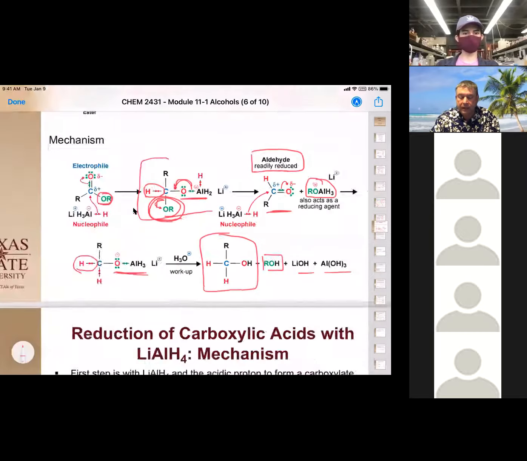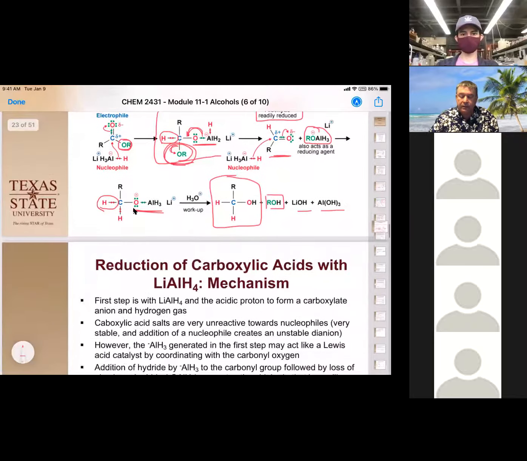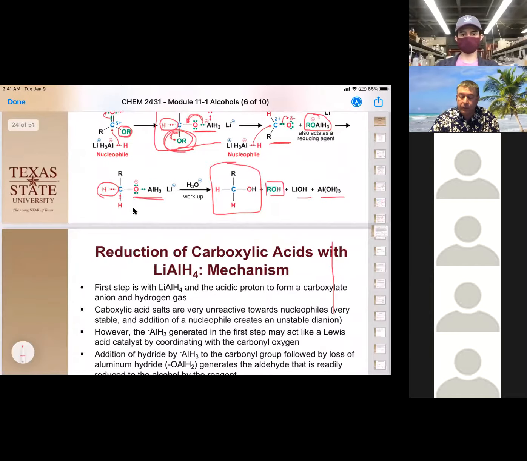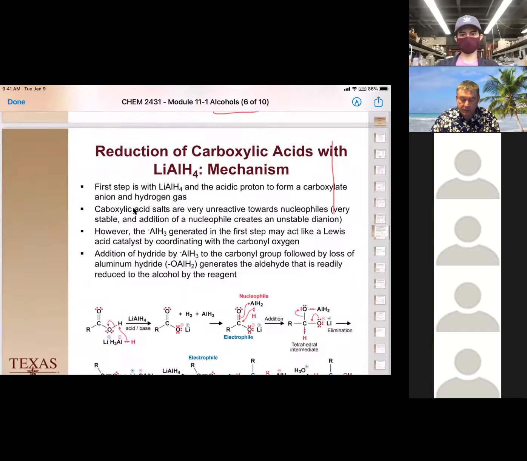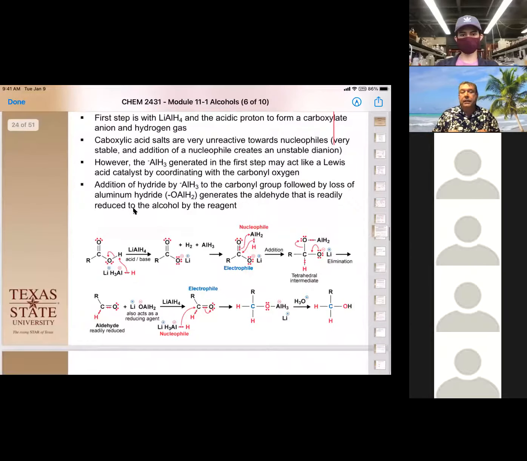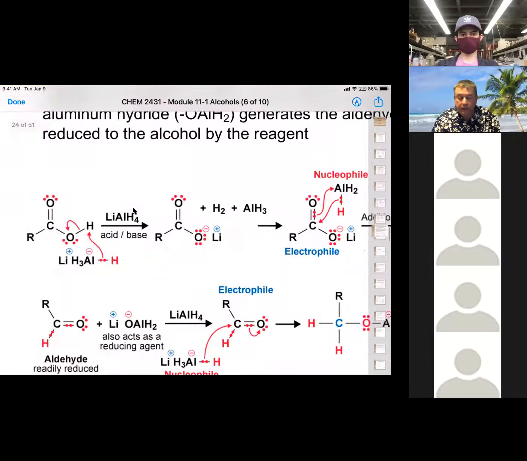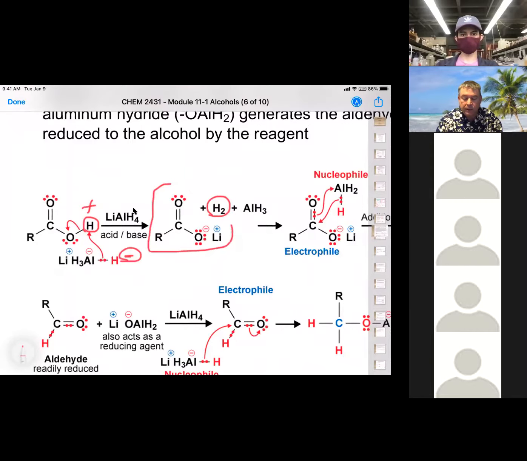Okay. And likewise, the mechanism changes again slightly when we reduce carboxylic acids. But the first thing that happens is we have an acidic proton, so the first thing that happens is our acid-base reaction. And our acid-base reaction basically deprotonates that. This hydrogen is positive, this hydrogen is negative, and so we end up with hydrogen diatomic, or hydrogen gas, and the salt of our carboxylic acid. So the first step is always that acid-base step.